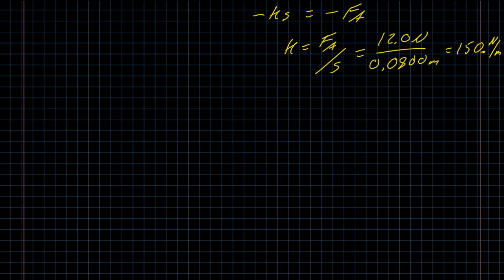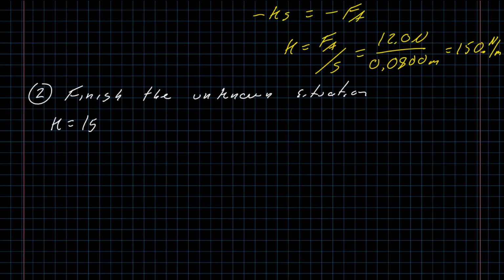Step 2 is to finish the unknown situation. We now know that our spring constant is 150 newtons per meter. In the unknown situation, we were given that the spring is stretching by a distance of 12 centimeters, 0.120 meters, and then it is the applied force that is the unknown.